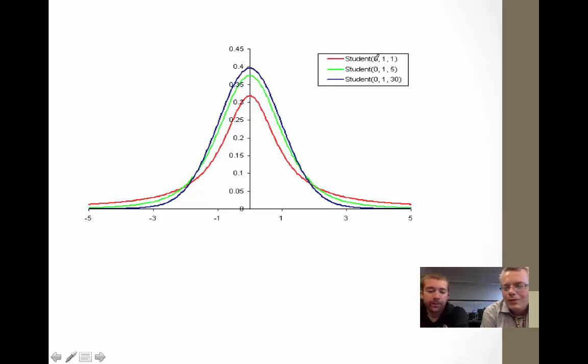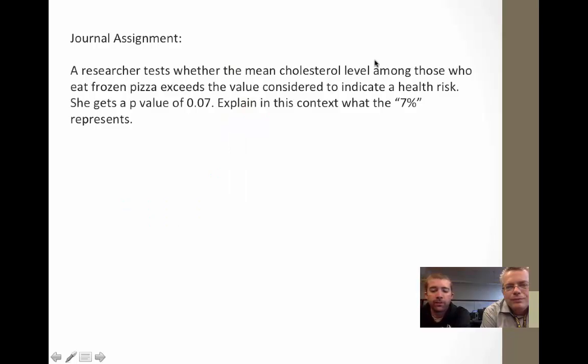That's an overview. So, your guys' turn. A researcher tests whether the mean cholesterol level among those who eat frozen pizza exceeds the value considered to indicate a health risk. So she gets a p-value of 0.07. So we want you to explain in context what the 7% represents. You don't have to do a hypothesis test yet. But this is about making sure you understand what a p-value means.